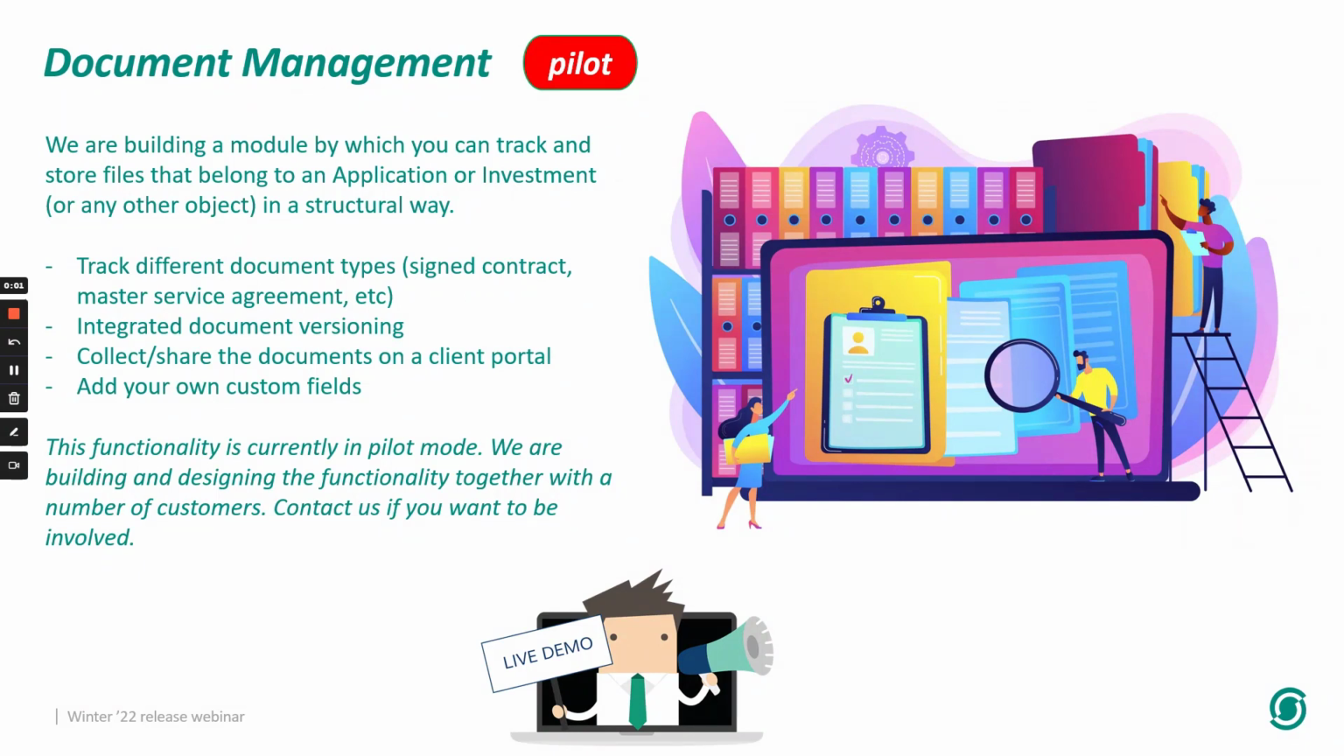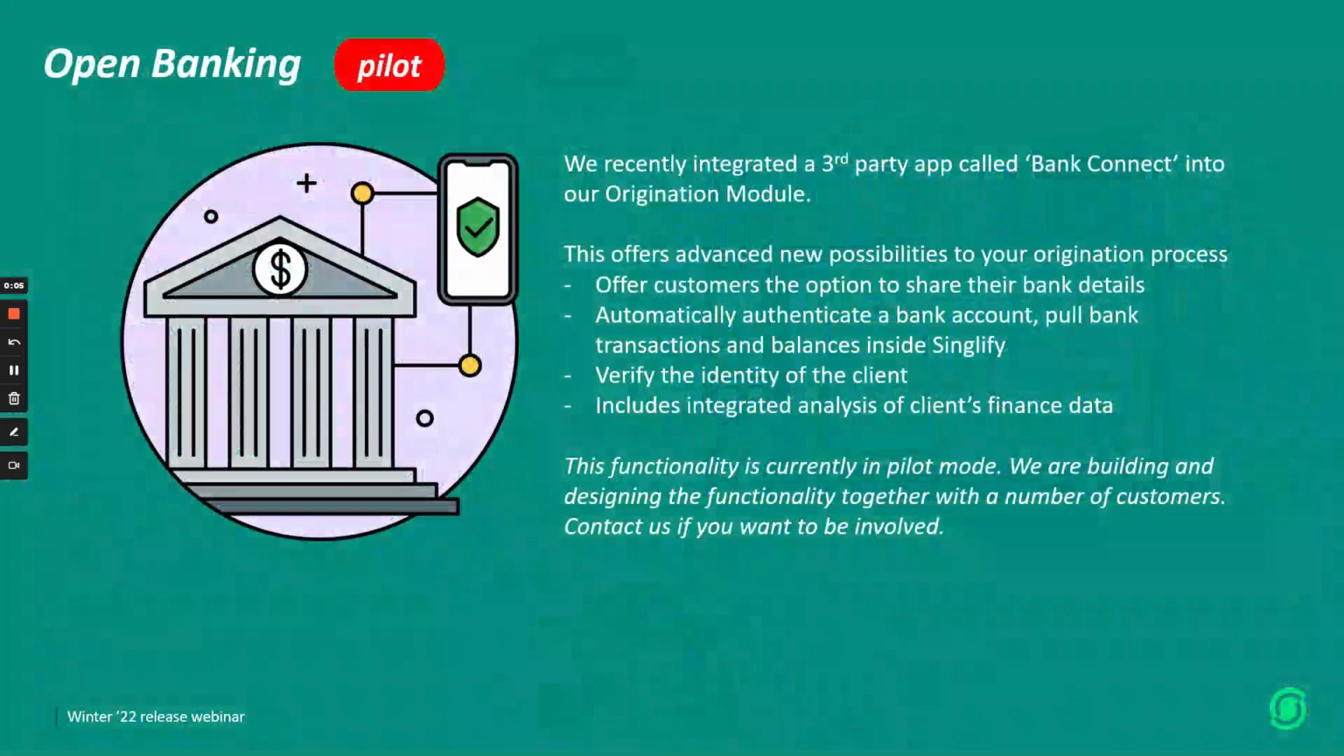Thank you, Matt. So let's continue with the next new functionality. It's open banking. So we recently integrated a third-party app called Bank Connect into our origination module. This offers advanced new possibilities to your origination process. Firstly, it offers customers the option to share their bank details with you, and then automatically authenticate a bank account and pull bank transactions and balances into Singlify.